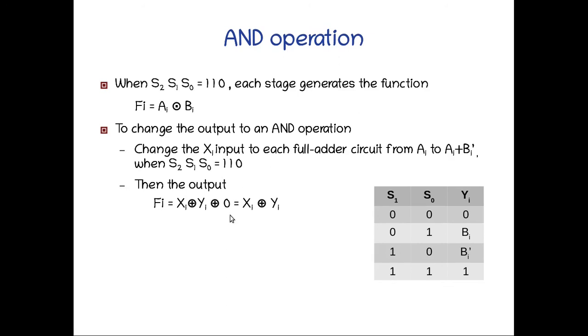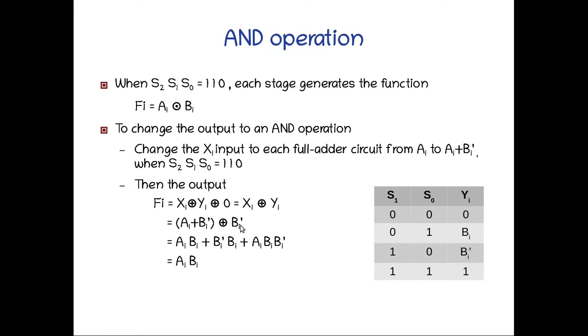Then the output will become fi equal to xi XOR yi XOR 0. This 0 is the carry we inhibited, so xi XOR yi. For xi we will give ai OR bi complement, and for yi we will give bi complement. Why? Here S1 S0 value is 1 0, so for 1 1 0 we have to give bi complement, which we have already designed.